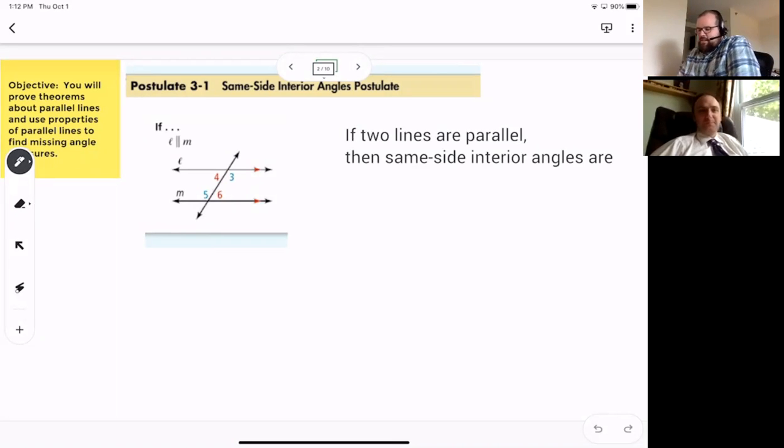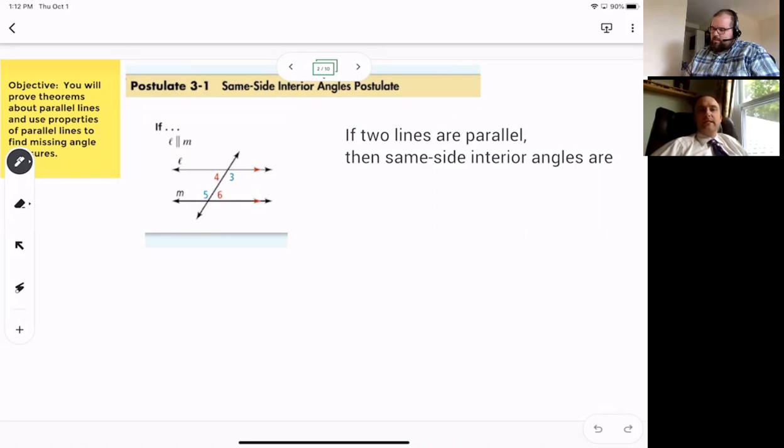All right, so we're going to take the stuff that we worked with in the last video as far as naming different types of angle relationships between parallel lines and transversals and talk about what that means in terms of the relationships between these things. All right, so the first thing we've got is about same side interior angles.